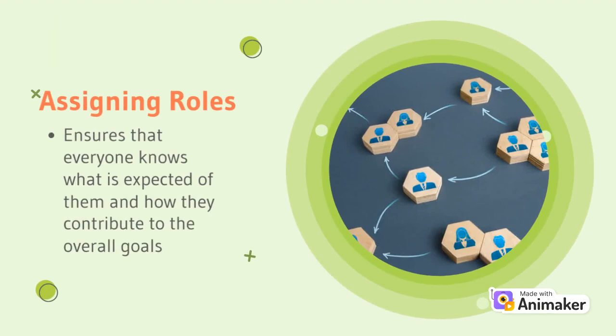Assigning roles is about clearly defining each team member's responsibilities. This ensures that everyone knows what is expected of them and how they contribute to the overall goals. For example, one nurse might be responsible for administering medications, another for patient education, and another for wound care. Clear role assignments help to prevent overlap and ensure that all necessary tasks are covered.